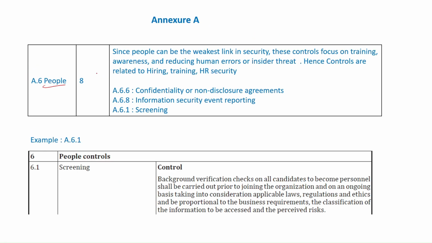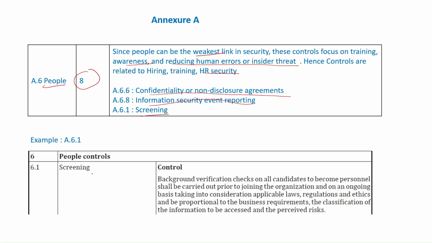People controls. People controls has 8 controls in it. Since people are the weakest link in security, these controls focus on training, awareness, and reducing human error or insider threats. Hence, these controls are related to hiring, training, or HR security. For example, Annexure A.6.6 talks about confidentiality or non-disclosure agreements, A.6.8 talks about information security event reporting, and A.6.1 talks about screening.